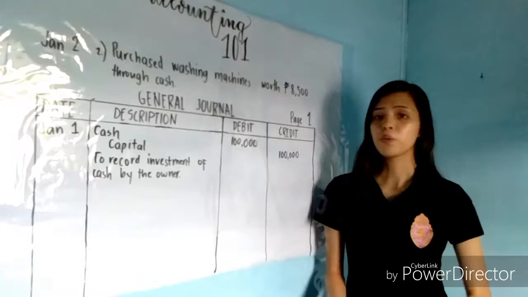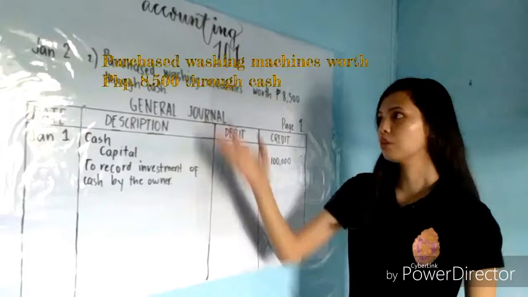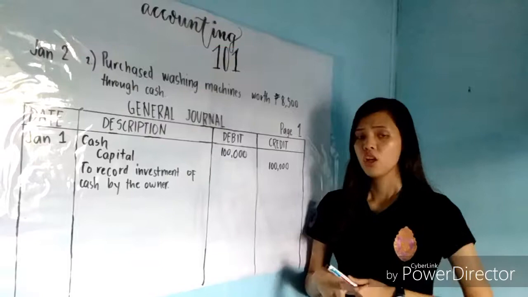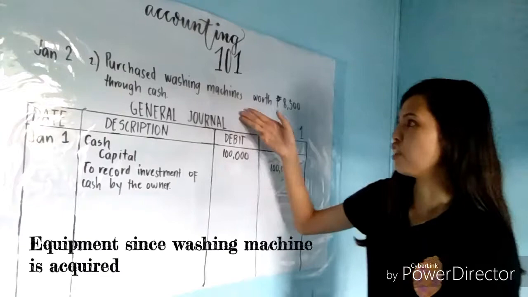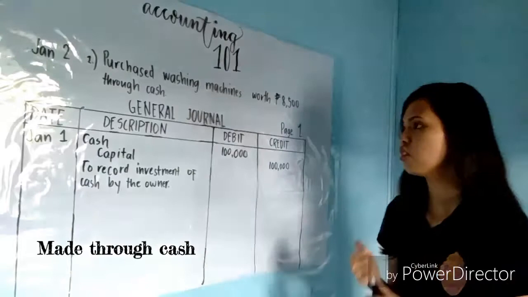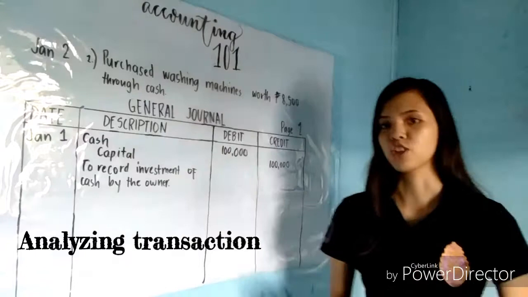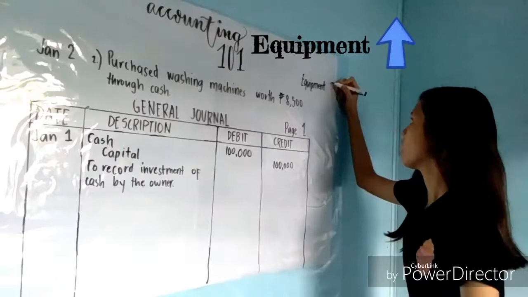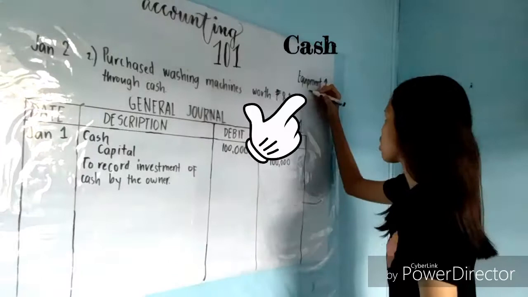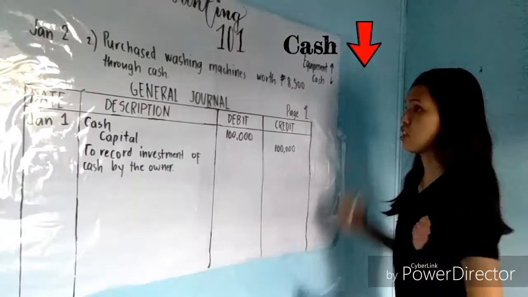So we have here our second transaction. So in January 2, the owner purchased washing machines worth 8,500 pesos through cash. So we need to do the three steps. So the first step is identifying the transaction. So this involves equipment, since washing machines is acquired, and cash since it is paid through cash. So the second step is analyzing the transactions. So since the equipment is acquired, it is going up since there would be new equipments used for the business. While cash, on the other hand, is going down. Why? Because the owner paid through cash, so there will be cash paid for the equipment.